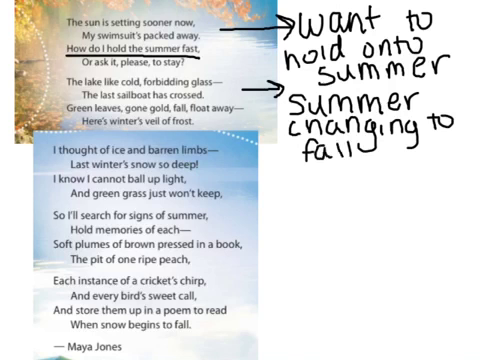Okay, now let's jump to the third stanza. I thought of ice and barren limbs, like last winter's snow so deep. I cannot ball up light, and green grass just won't keep. So here I'm picturing this person sitting on their bed thinking of the ice and the snow of last year and wanting to hold on to the light and the green grass of summer, but they just can't.